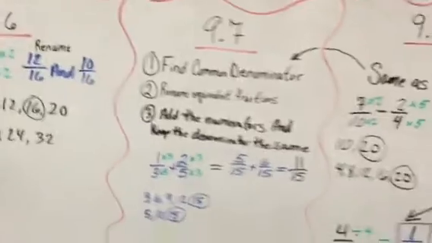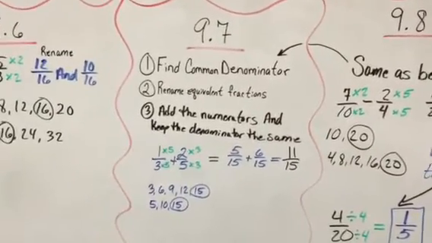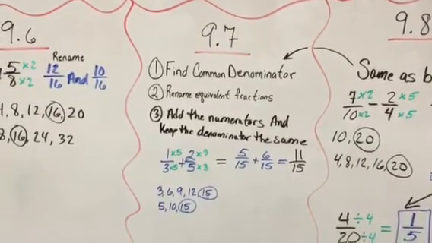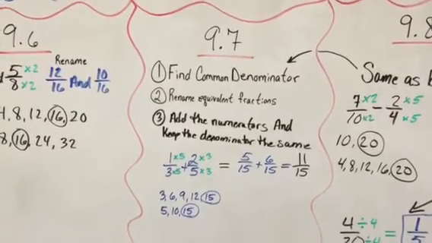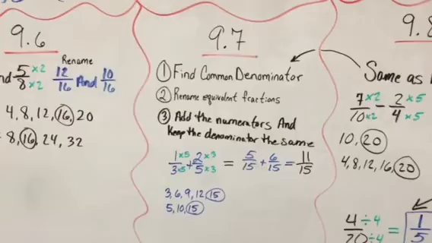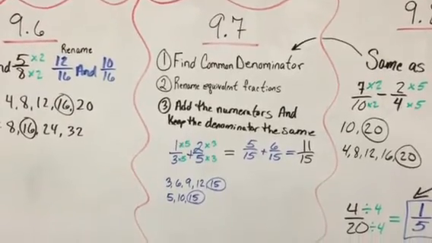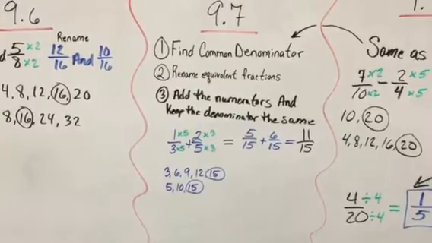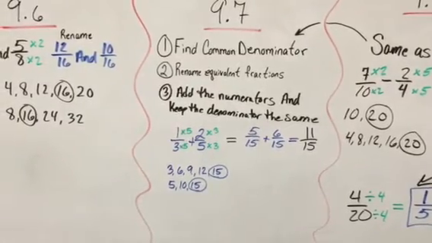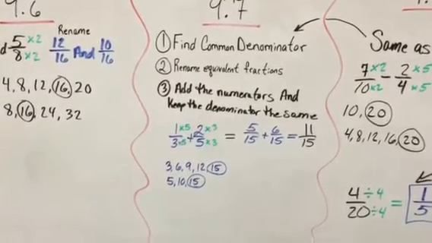That brings us over to 9/7. It does the same thing, but then we're going to go one step further and add them together. For adding fractions, we have 3 easy steps. First, find a common denominator. In the example of 1/3 plus 2/5, I found a common denominator of 15. Then I renamed the equivalent fractions.